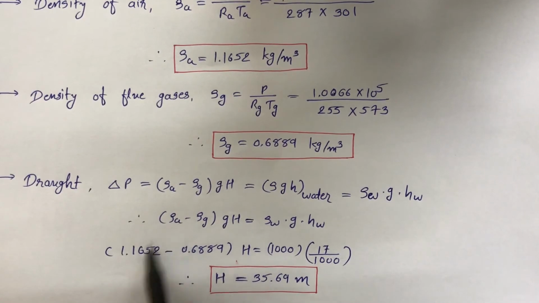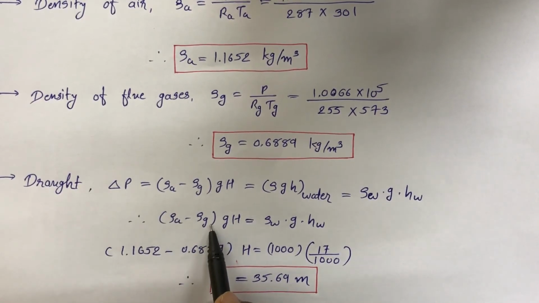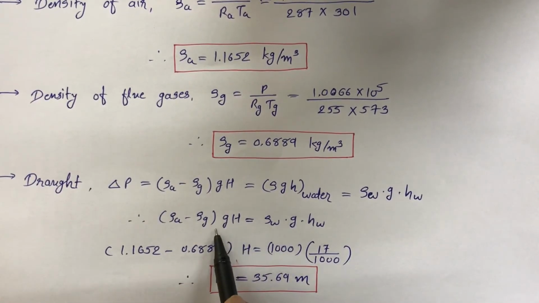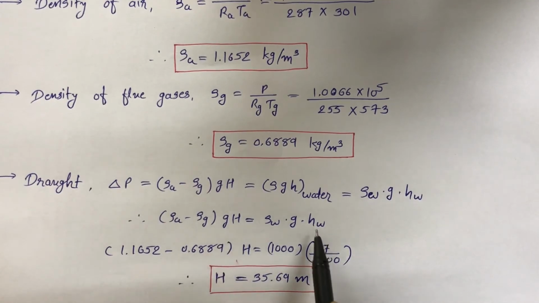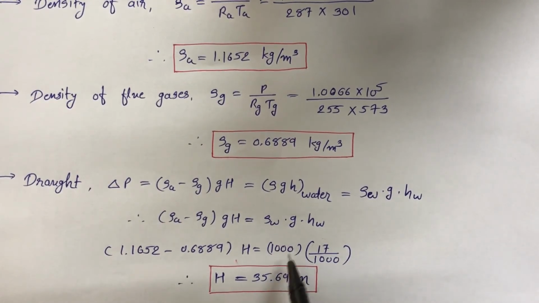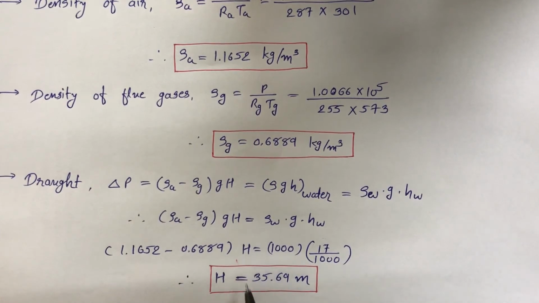Put the values of ρA and ρg. G will be cancelled out. HW is 17 mm of H2O. Convert this mm into meter. 1000 will be cancelled out and you will get capital H as 35.69 meter.